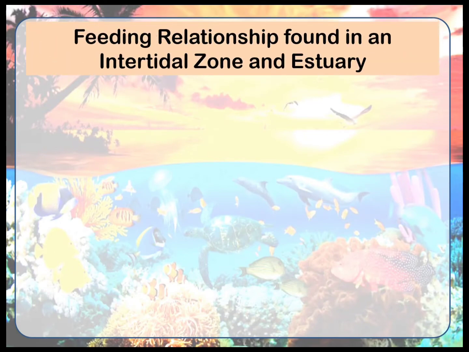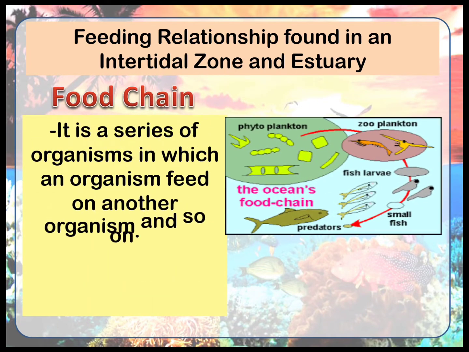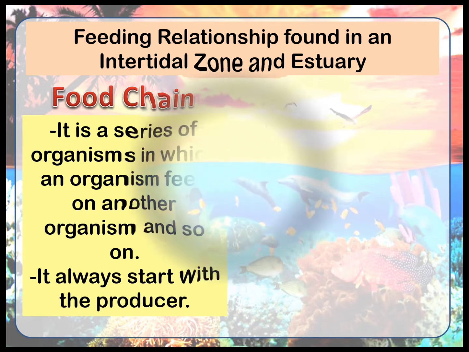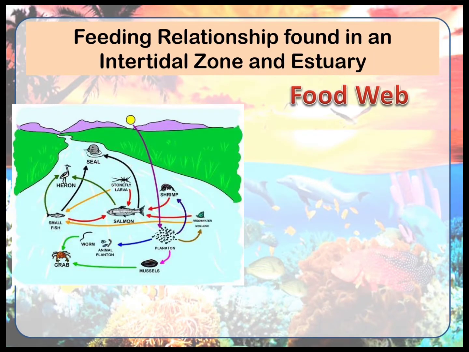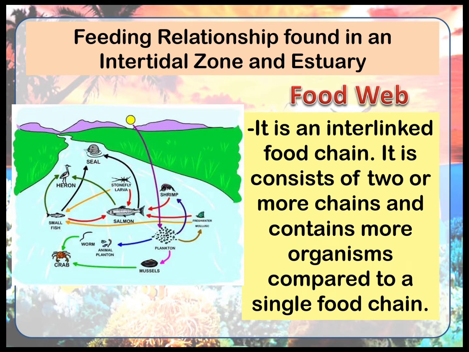Feeding relationship found in an intertidal zone and estuary. Food chain. It is a series of organisms in which an organism feeds on another organism and so on. It always starts with the producer. Food web. It is an interlinked food chain. It consists of two or more chains and contains more organisms compared to a single food chain.